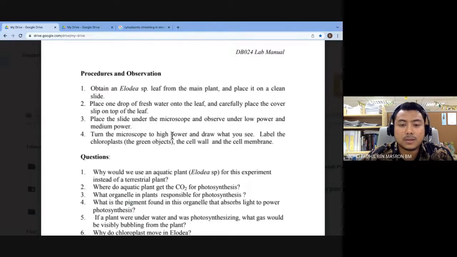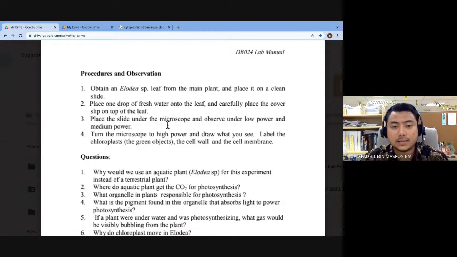High power is 40, so I mean the 40 objective lens. 40 times 10, you have 400 times of actual magnification. After 40, you have the 100 objective lens. But that one we don't use in this experiment because it requires a special technique that we already showed last semester. That will require the oil immersion technique. So we don't do that for this experiment.